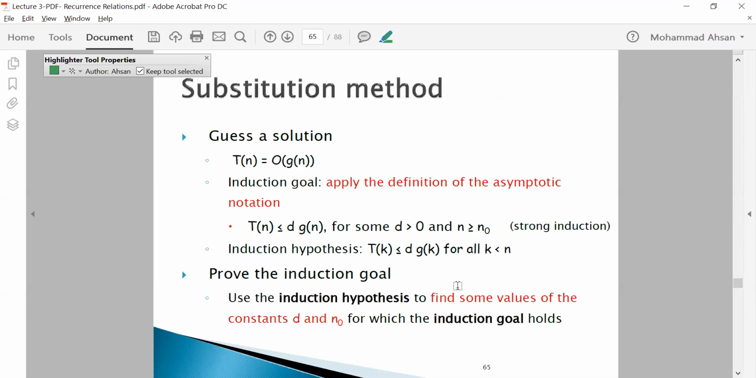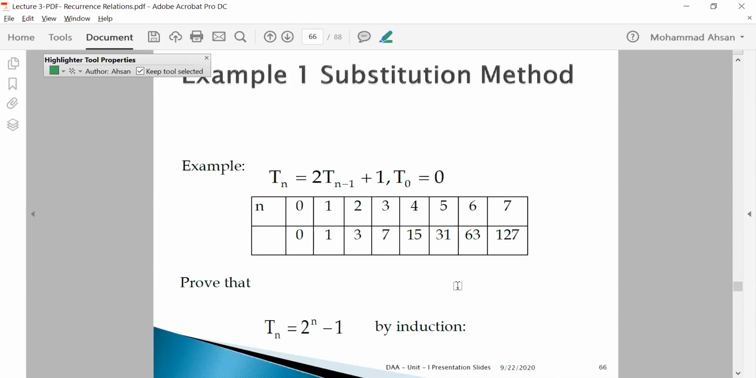So for example, if we guess that for a particular recurrence relation, it is O of g(n), that means it is less than or equal to some constant d into g(n), then we have to prove it using induction. So again, to create the induction hypothesis, you have to know what this d is and what this n0 is going to be. That will make your induction strong. So for example, you have this equation. T(n) is twice T(n minus 1) plus 1. Base case is T(0) is 0.